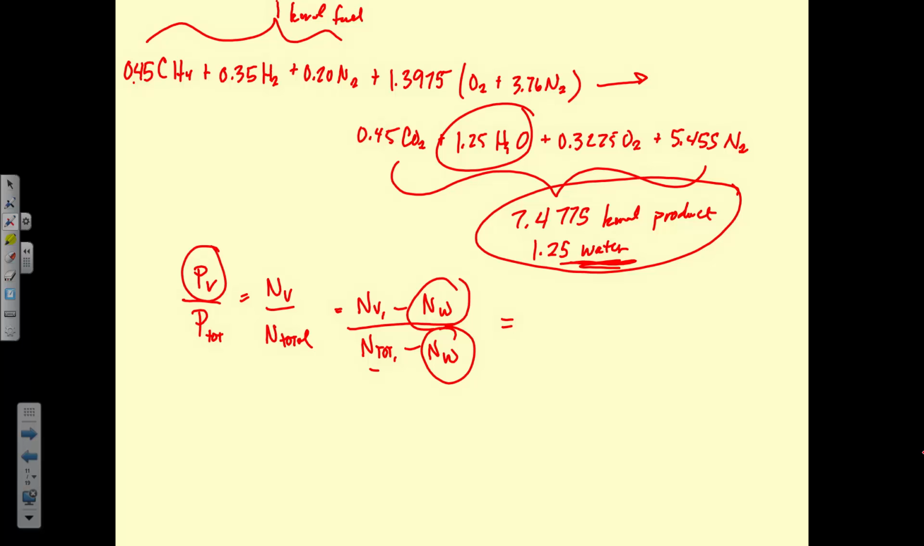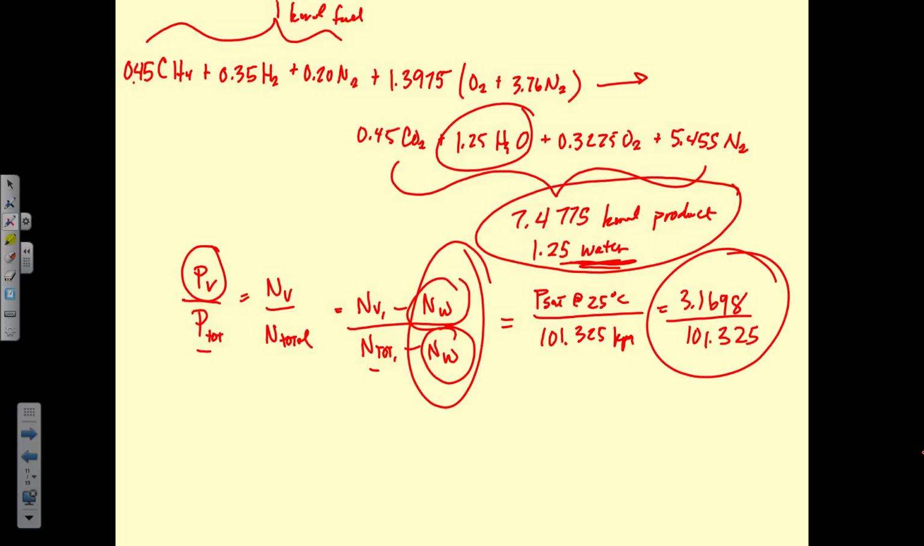So at saturation, when we begin to condense something, our pressure is going to be the saturation pressure at 25 degrees C. And then our total pressure is just atmospheric pressure, 101.325 kilopascals. So the saturation pressure at 25 degrees C is 3.1698 divided by 101.325. So now we have this ratio. We use it to solve for the unknown, N sub W. So we find the number of moles of water that condense out is equal to 1.049 kilomoles.